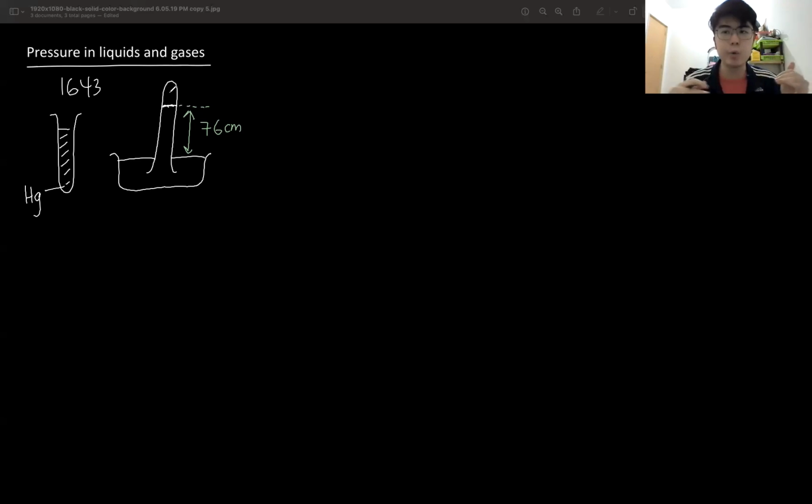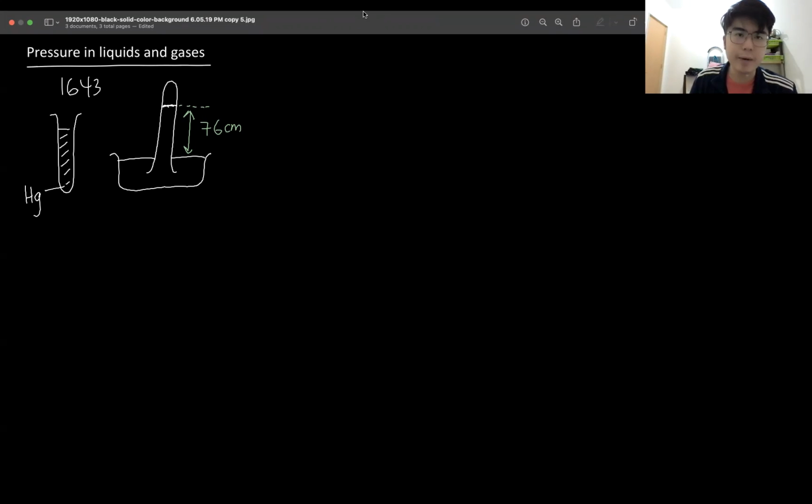No matter where he goes, as long as he is at sea level, he takes this, moves here and there, he found that the height remains 76 cm. If he tilts this one, he tilts it, no matter how, he pushes down or tilts it up, the height is still 76 cm. Now here, what happened to the pressure? How does the pressure act on this thing here?